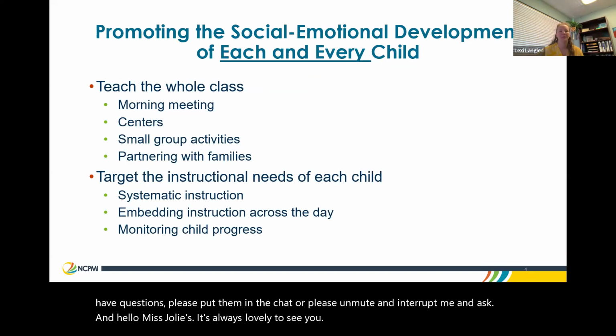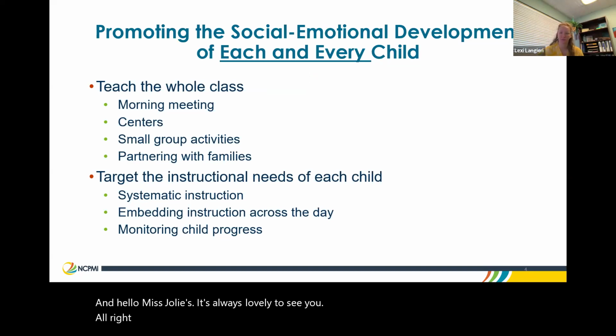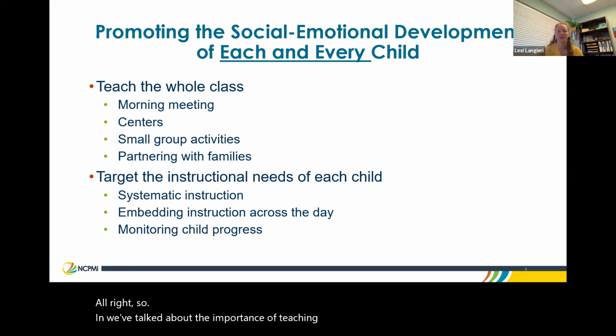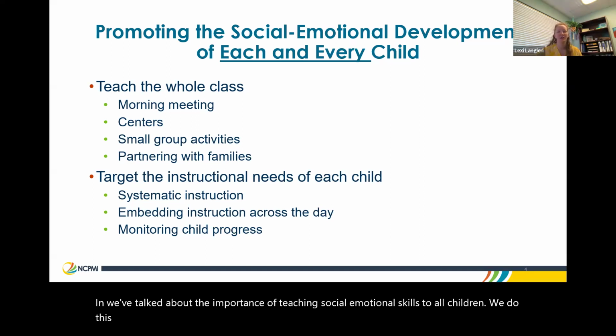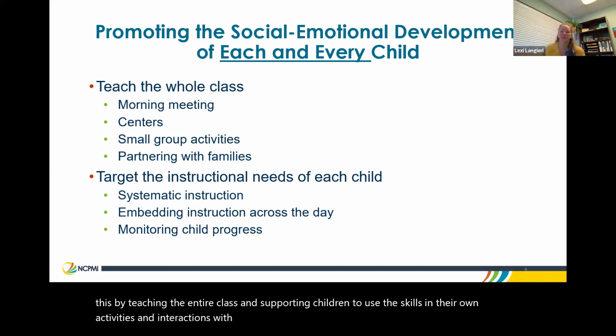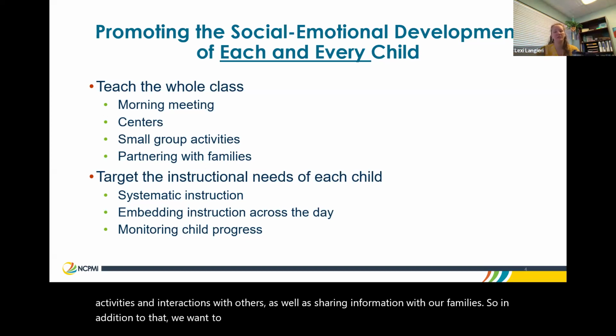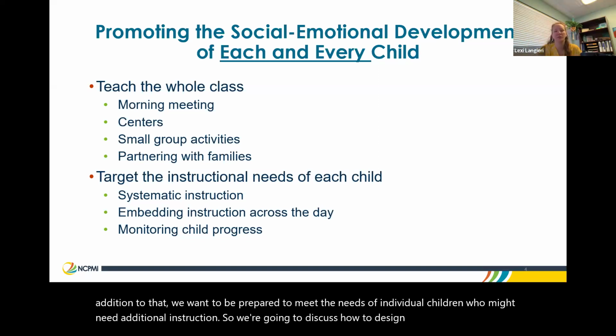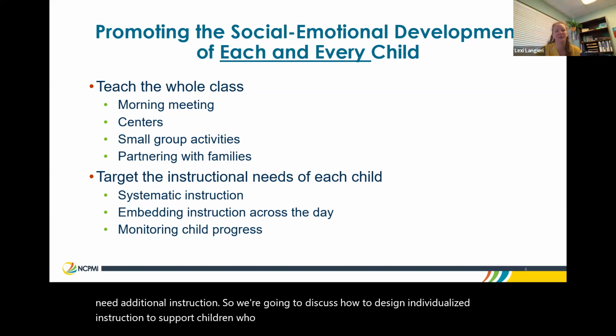All right, so we've talked about the importance of teaching social emotional skills to all children. We do this by teaching the entire class and supporting children to use the skills in their own activities and interactions with others, as well as sharing information with our families. In addition to that, we want to be prepared to meet the needs of individual children who might need additional instruction. So we're going to discuss how to design individualized instruction to support children who might be missing skills or need more assistance to use social emotional skills.